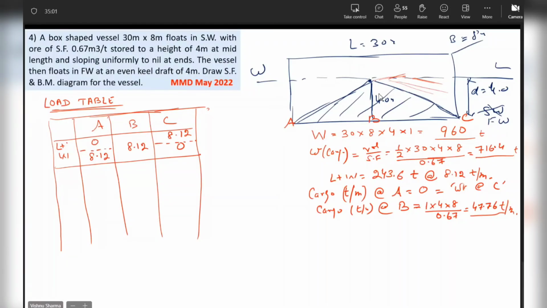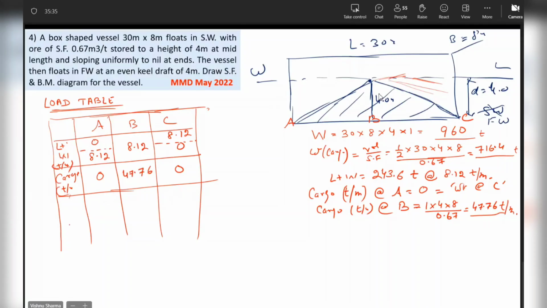Okay. Guys, any questions on cargo weight at B? This is the new thing we have introduced today, so that is the thing you have to focus upon. Rest everything is the same. Next, we fill up the cargo here, in tons per meter. No need to divide A into 2 because it's 0 in any case. C is also 0. At B, it is 47.76.